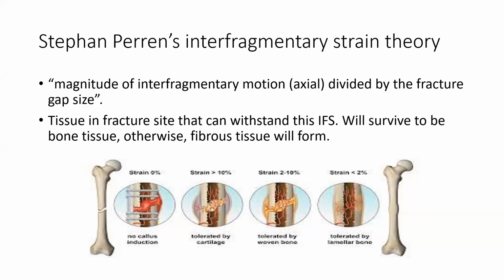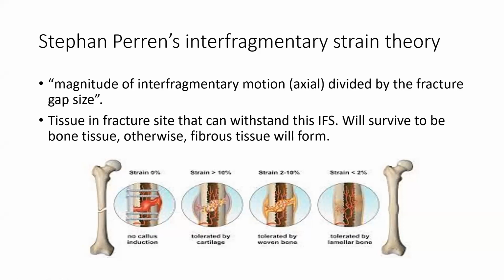So if the motion was less than 2%, but there is some motion, there will be primary bone healing or laminar bone formation, which is the picture here. If it was between 2 and 10%, which means, if, for example, the fracture length was 10 cm, just to make it easy, so it was 2 millimeters to 10 millimeters of motion at the fracture site, there will be callus formation. If that 10 cm moved more than 1 cm, there will be no bone healing.